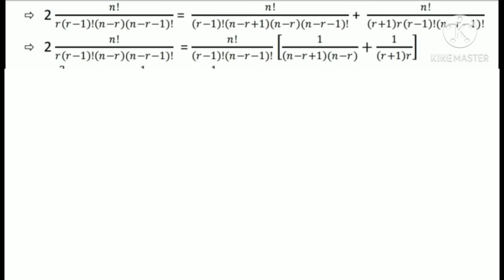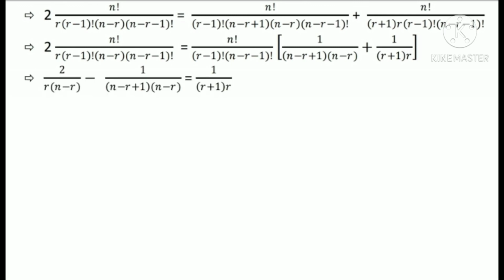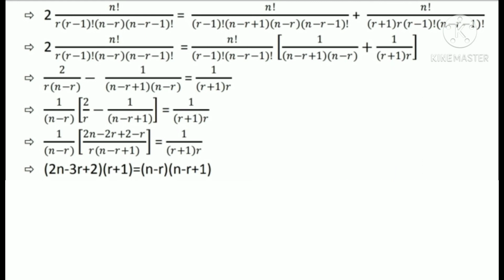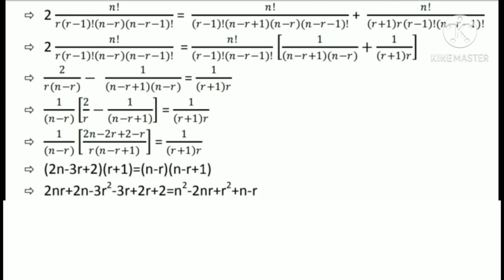Now in the denominator, r into (n−r) on the left side, and the right side first term also has (n−r). Take the first term to the left side and you will get the result. Then after taking 1/(n−r) as common, you will get (1/(n−r))(2/r − 1/(n−r+1)) = 1/((r+1)r). Taking the LCM, cross multiplying and simplifying, we will get the required result.